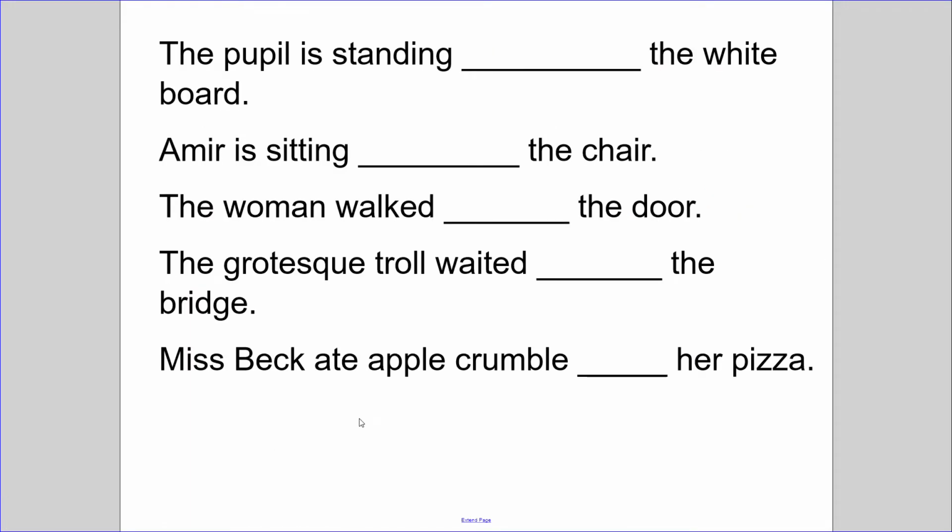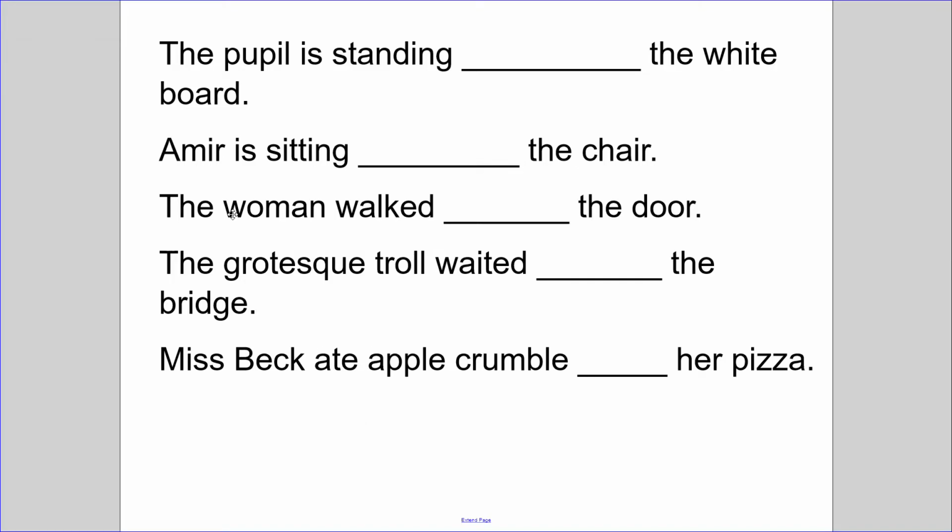So let's look at how you might be able to use these in your own writing. So the pupil is standing, something, the whiteboard. I think this is going to be a preposition of space. It's going to tell us where the pupil is. Now there are potentially lots of different options that would make sense here. I could say the pupil is standing beside the whiteboard. The pupil is standing in front of the whiteboard. I could say the pupil is standing on top of the whiteboard. Is that very likely to happen? Probably not. I probably don't want to choose that one.